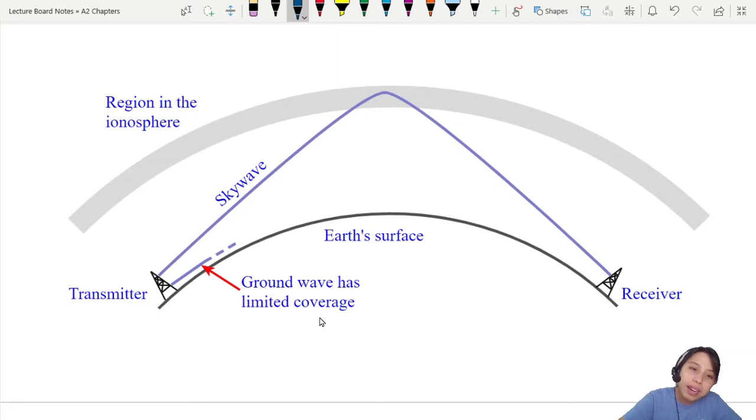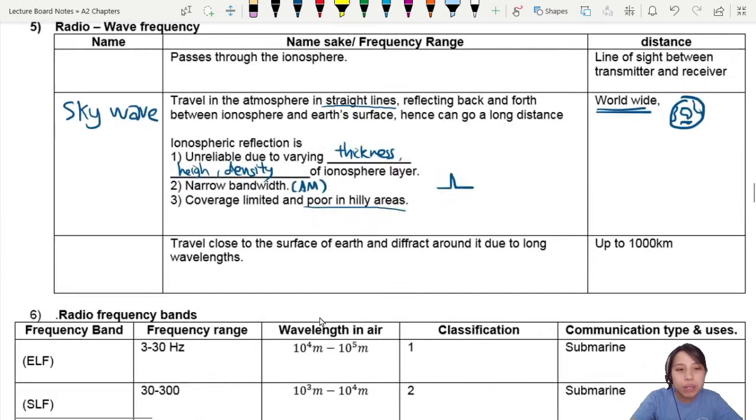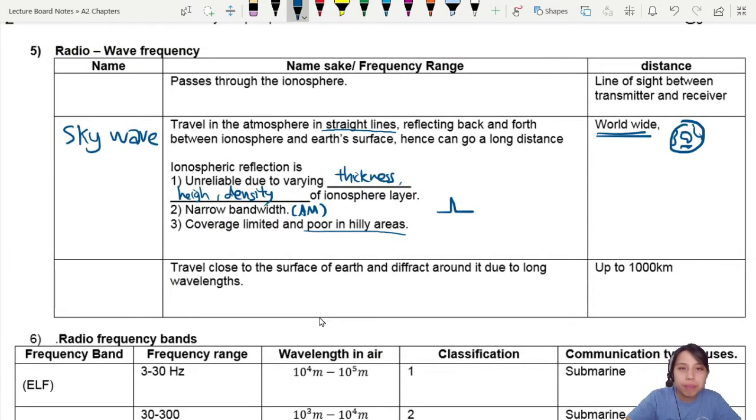Where's our diagram? Ah, sky wave, there we are. Bounce here, bounce there from transmitter to receiver, although you don't have line of sight. Line of sight means like this. Can you see the receiving tower? Cannot. But it's okay, we can bounce. Sky waves can bounce. The other wave we can talk about is the ground wave down here.